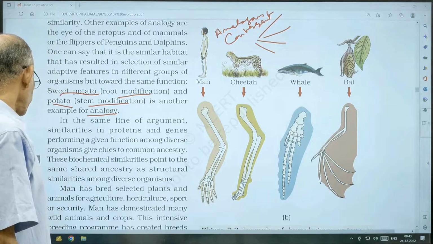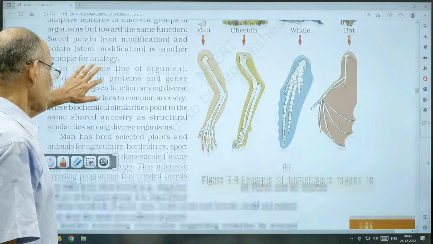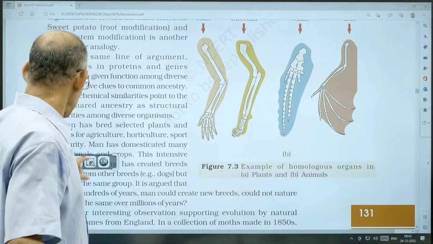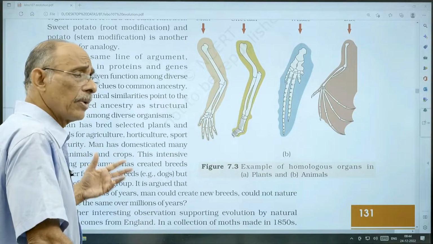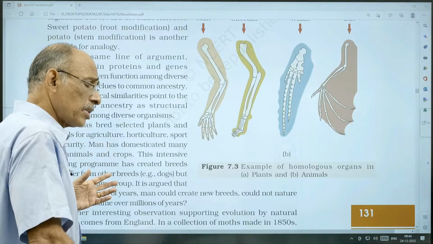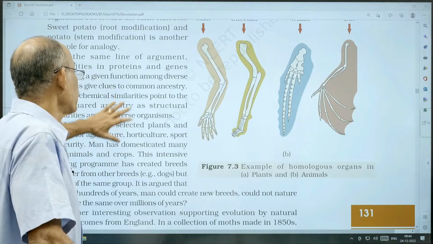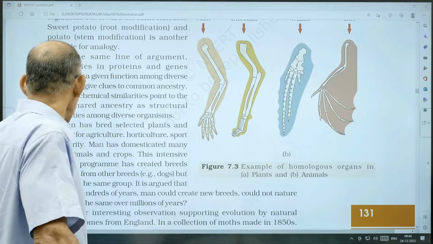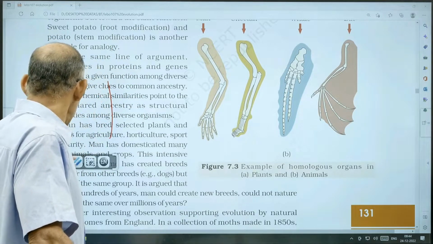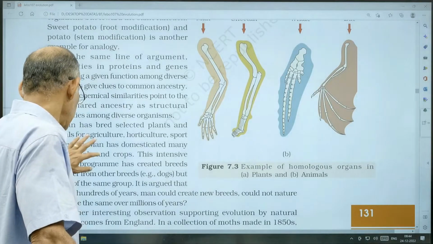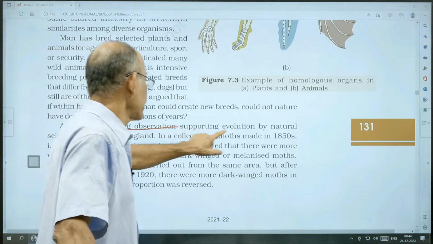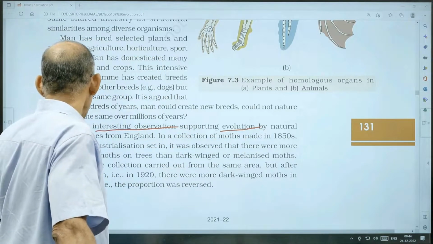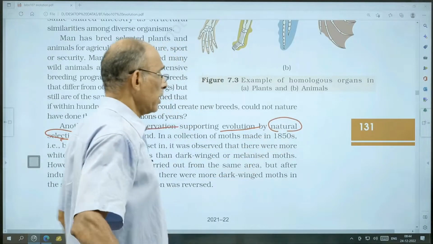Now, the next evidence is biochemical evidence. Many organisms have the same respiratory enzymes, glycolytic enzymes, and almost similar digestive enzymes, which shows they had a common ancestor. Then another very interesting observation supporting evolution by natural selection is that of the peppered moth.